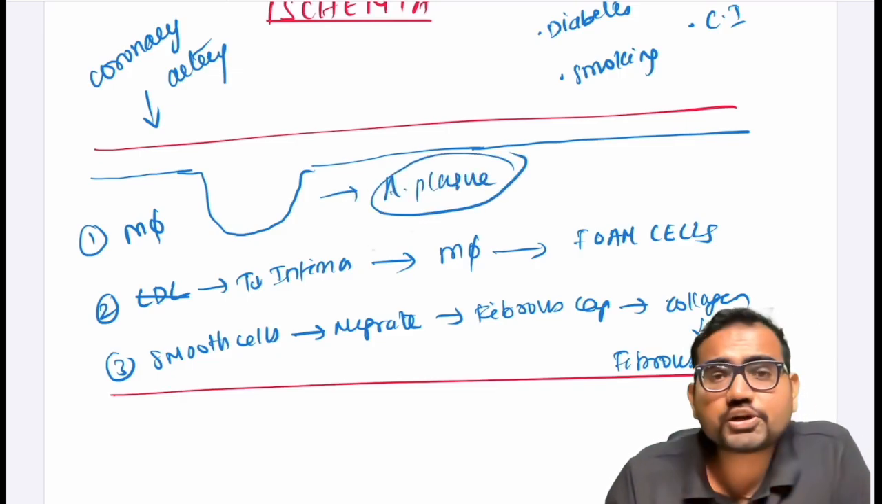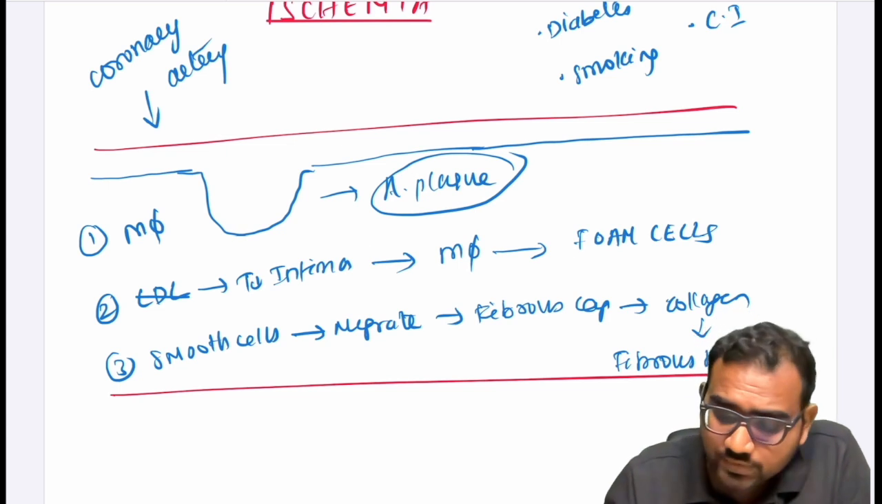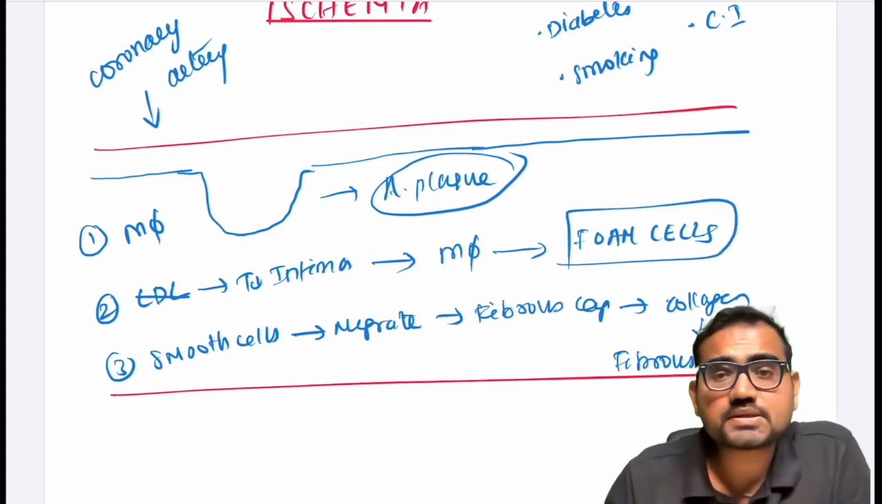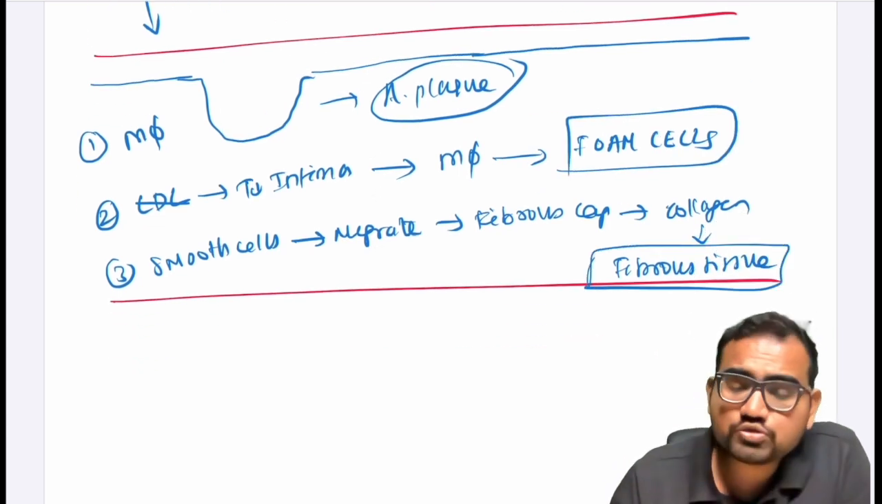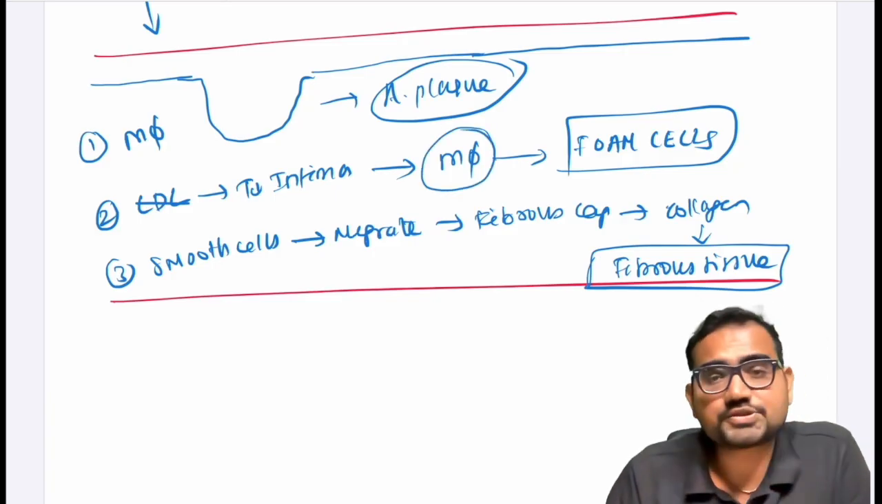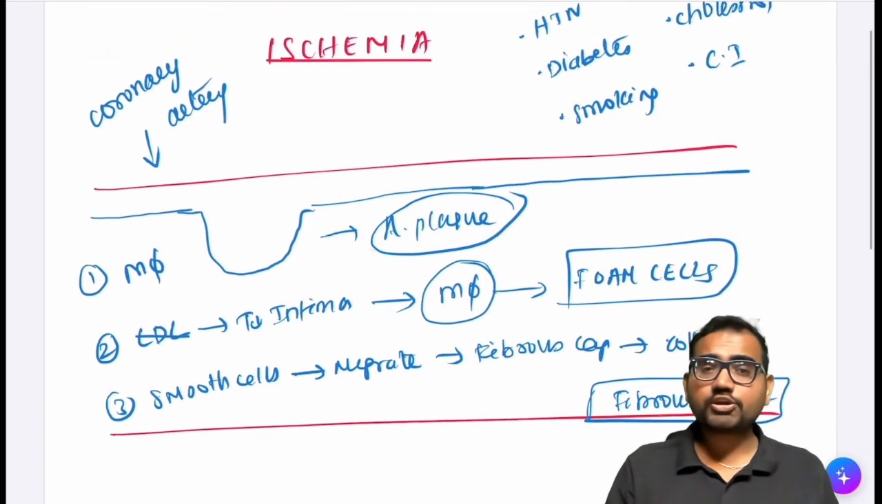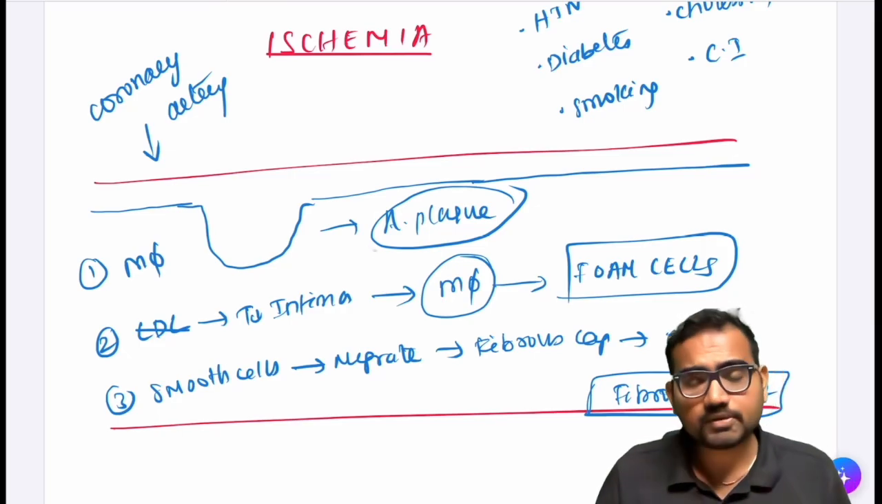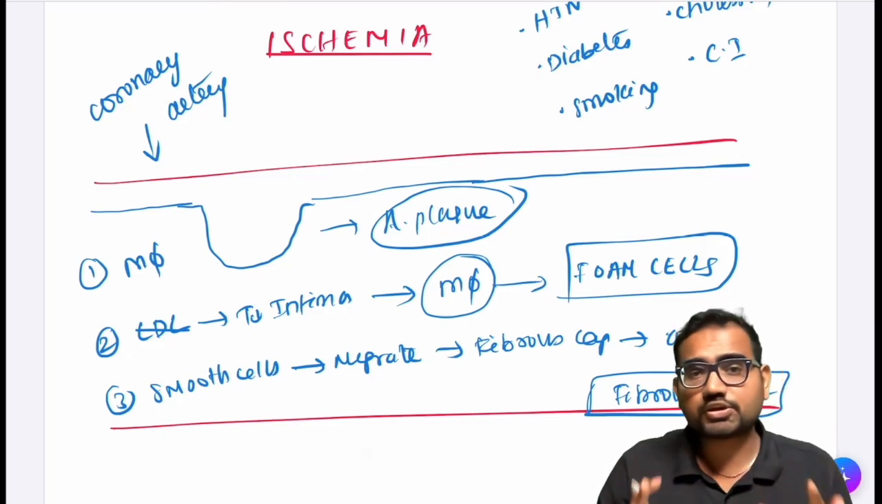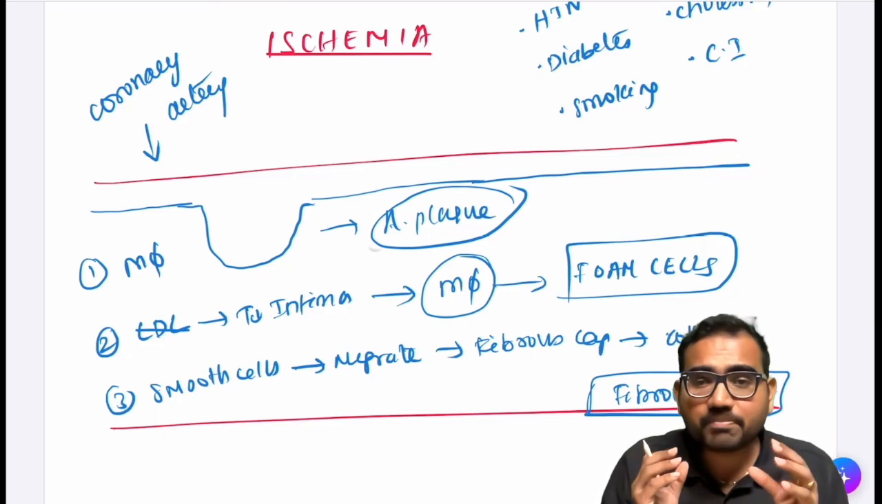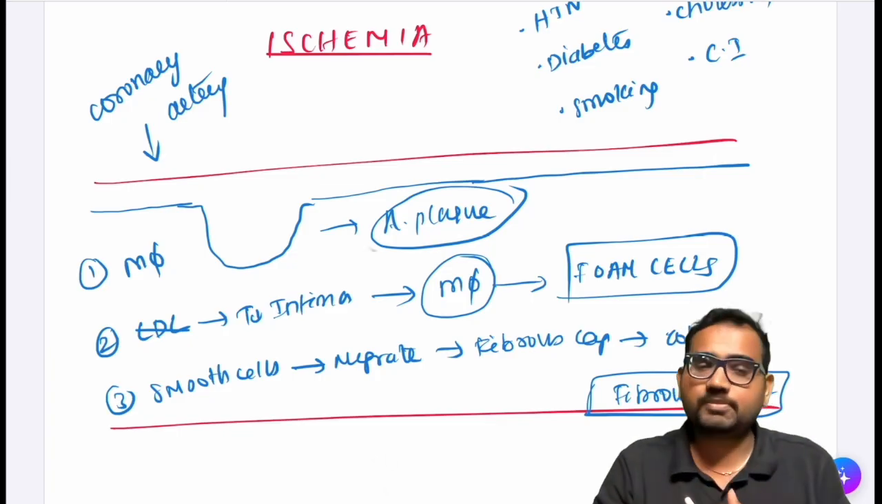So what is atherosclerotic plaque made up of? It is made up of dead foam cells, fibrous tissue, macrophages and inflammatory cells. Okay, so the atherosclerotic plaque is formed, and what it does is it basically interrupts the flow of the blood.